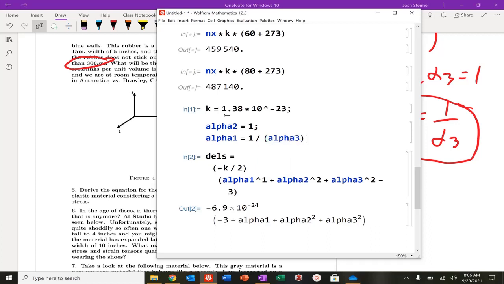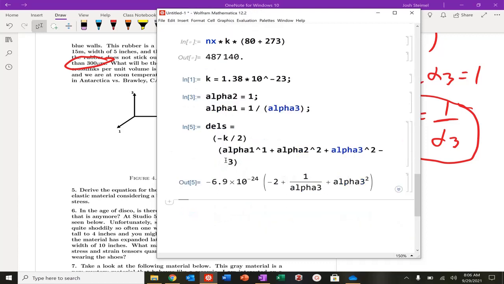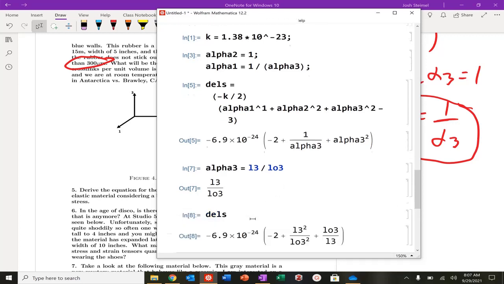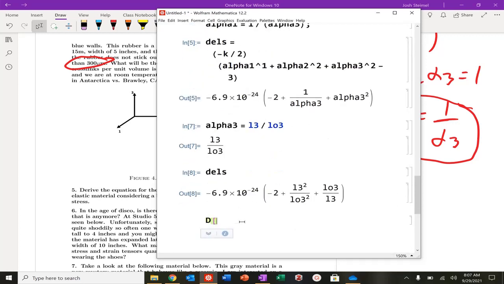And so we could plug that in here. We don't know what alpha 3 is. Now I'm going to take the derivative, and I'm going to plug in that alpha 3 is equal to L3 divided by my L naught, effectively. So the L naught 3, excuse me, is the initial length in that direction. So I could type out del S again. Got that. So I'm going to take the derivative.